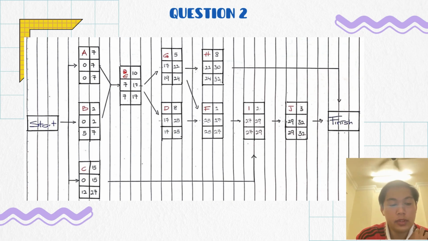For A and B, we use 7, so A gets LS 0 and B gets LS 5. For C, which comes from I, we use the LS of 27 from I, so C uses 27 for LF and gets LS 12. So that's all for me. Thank you.